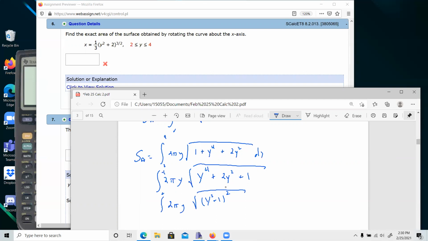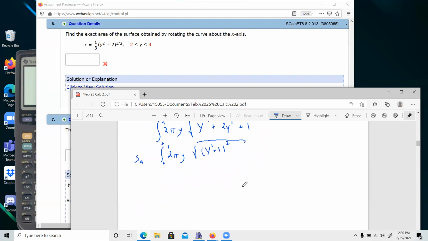All right, and we have a square root around that. 2 pi y, 2 to 4 equals my surface area. So let's go ahead and take the square root of y squared plus 1 squared. So we have a y squared plus 1. We have a 2 pi y integral 2 to 4 times the surface area. We'll pull this outside in a minute. Now you have a choice, right? You can say let u equal y squared plus 1, 2y. Here's a 2, here's a y. So we can go ahead and do it that way.